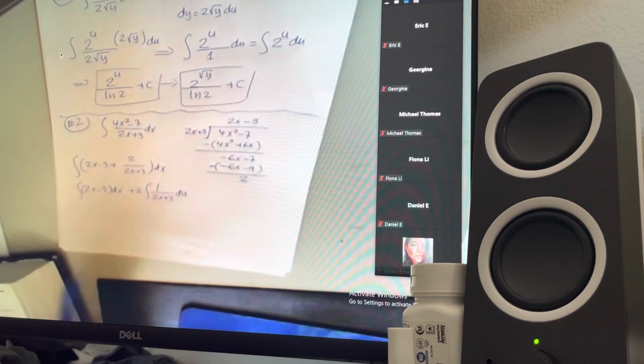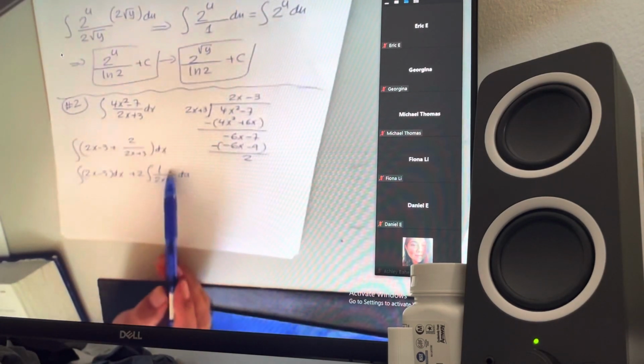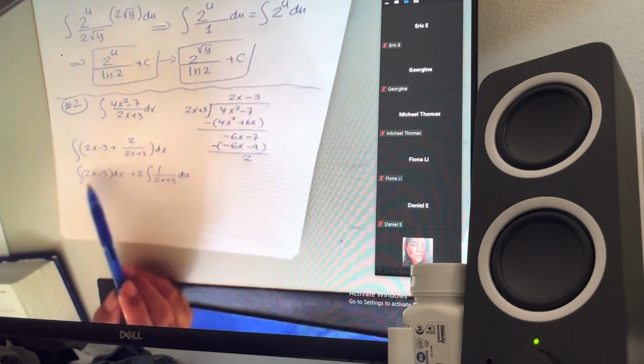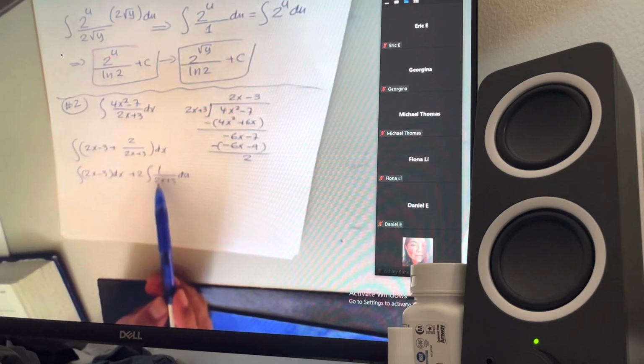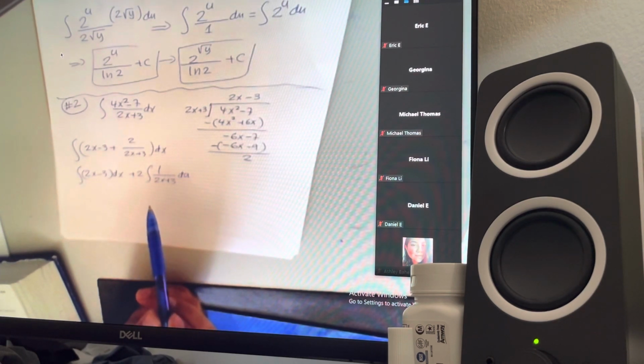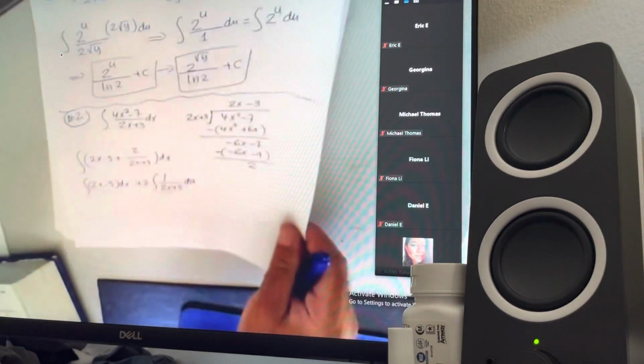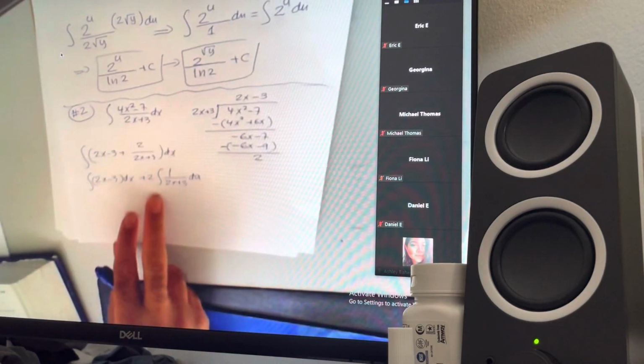For the second one, I did the long division and set it up to this point. So now this is easy. For this one, you can use u substitution. It should be okay, and the rest is just plugging it in. And I think it has a limit. Yeah, so this was 1, 2, 3.